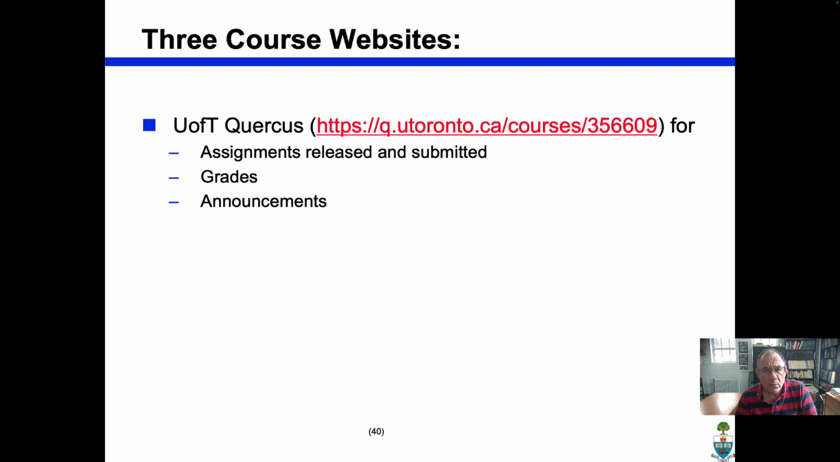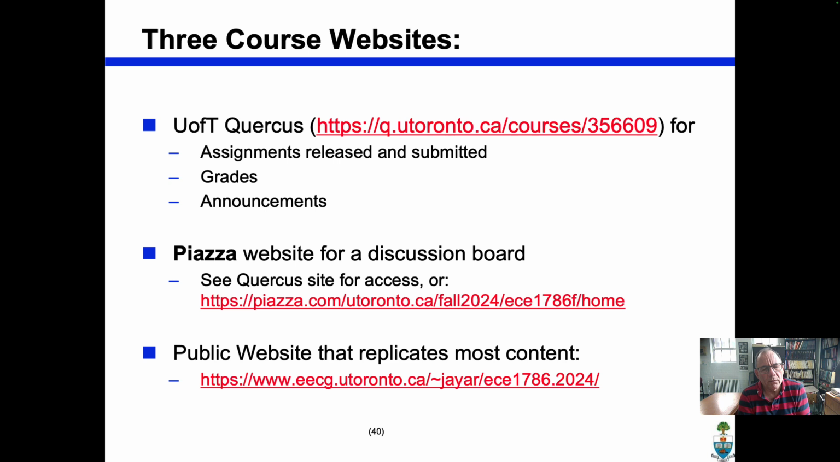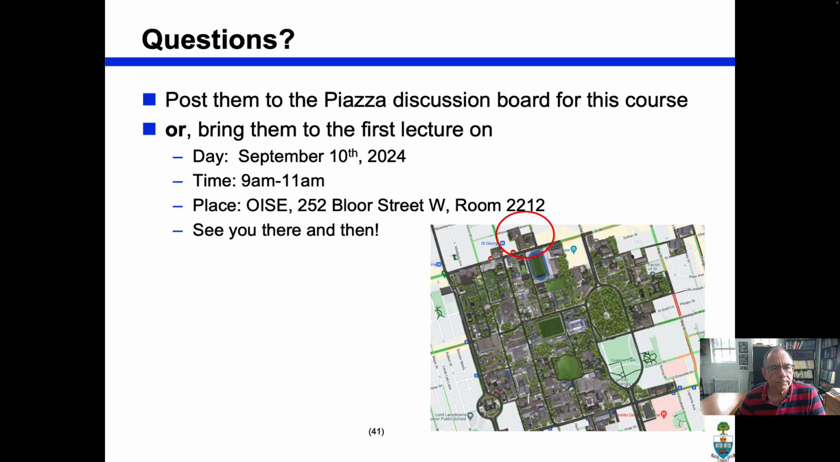There are 3 course websites. The Quercus one, the link of which is there, where you'll get the assignments released and submitted. You'll get your grades there and get announcements from there. There's a Piazza website for asking questions, the link of which is there and also is linked to on the Quercus website. And there's a public website, as there always has been in this course for its first 2 years, that replicates most of this content. And so that's for others to look at if they want to watch the course.